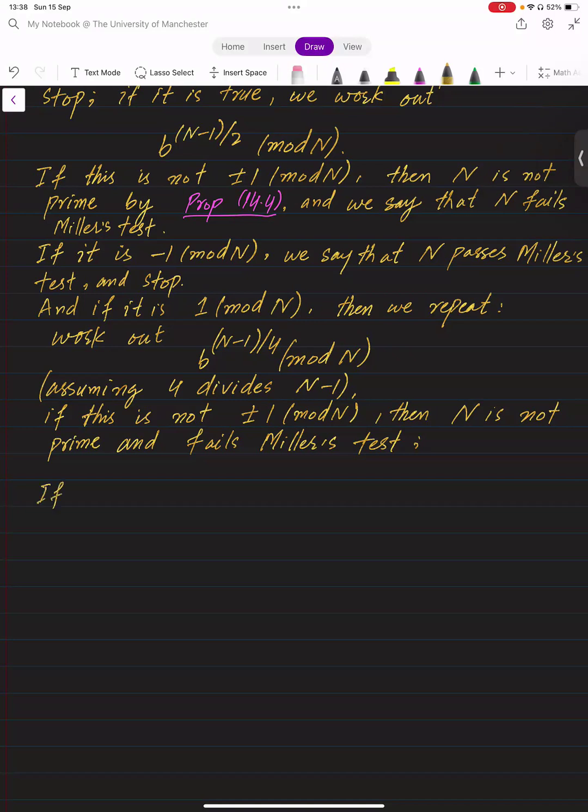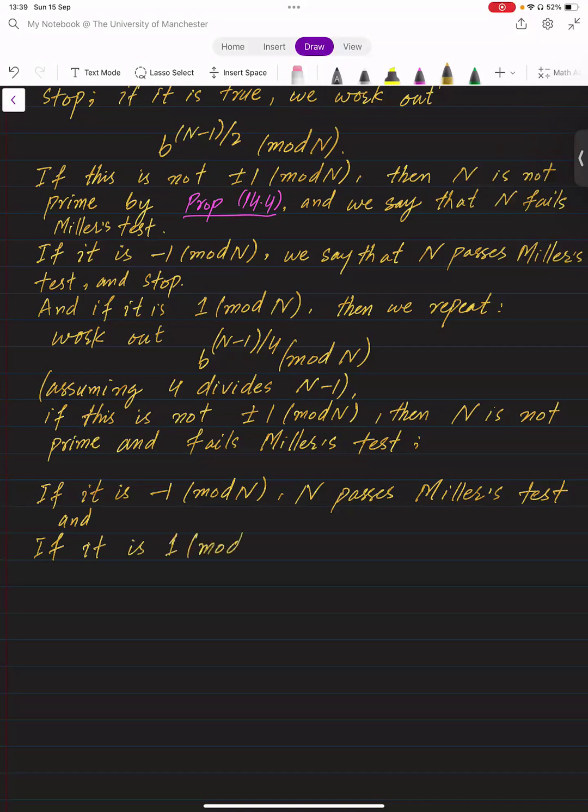If it is -1 mod n, then n passes Miller's test. And if it is 1 mod n, we repeat.